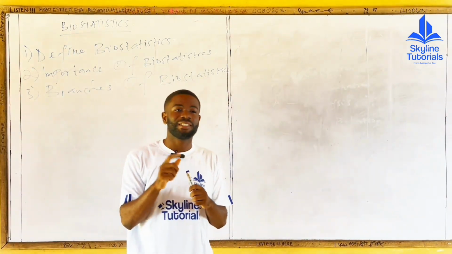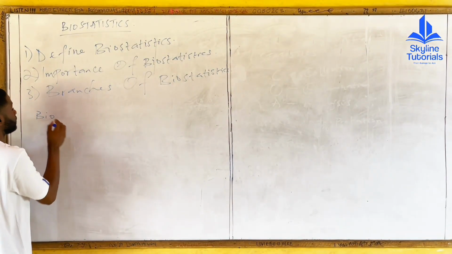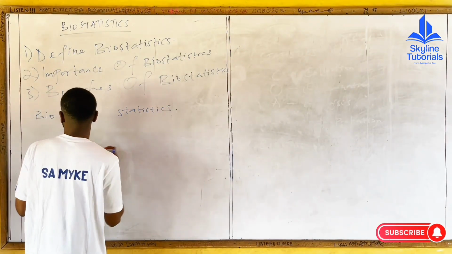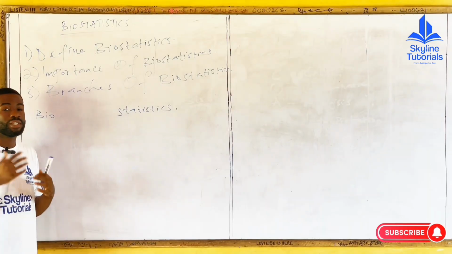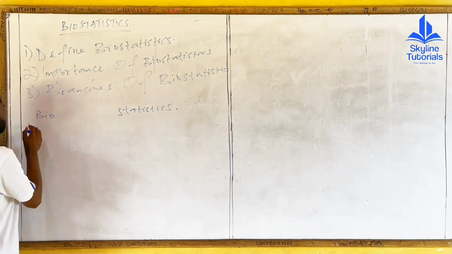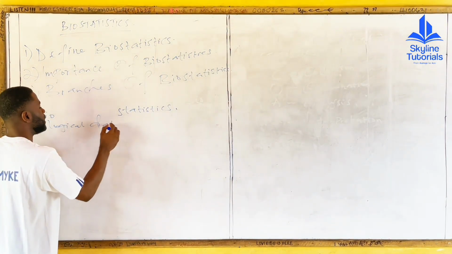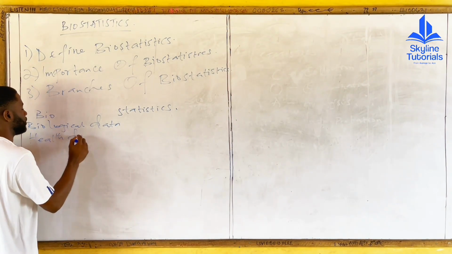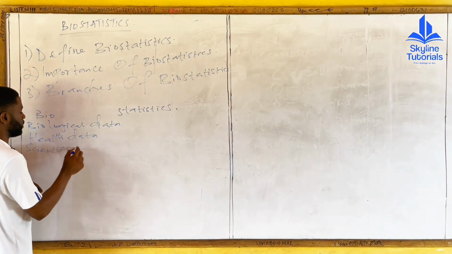Biostatistics is a derivative of two words, bio and statistics. The word bio is from the Greek word bios, which simply means life. It therefore means that we would be focusing on biological data, health data, and as well scientific data.